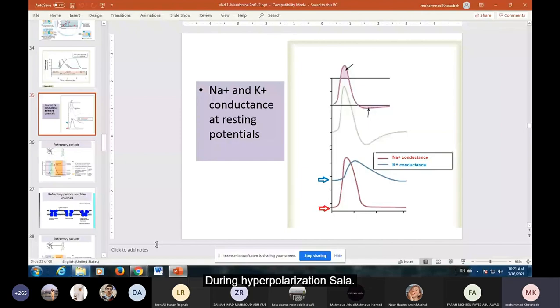Doing hyperpolarization, right or not? So making that potential more negative. So we are returning back, the potential becoming more negative, more negative, until reaching back the resting potential. Is that clear?